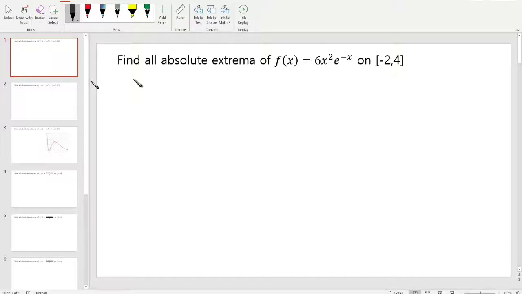First, we have to identify the critical numbers. Critical numbers are where the derivative is equal to 0, so we're going to differentiate the function. And you can see that it's a product of two functions, 6x squared and e to the negative x. So you must use the product rule. Without using the product rule, this is the wrong derivative. You have to use the product rule.